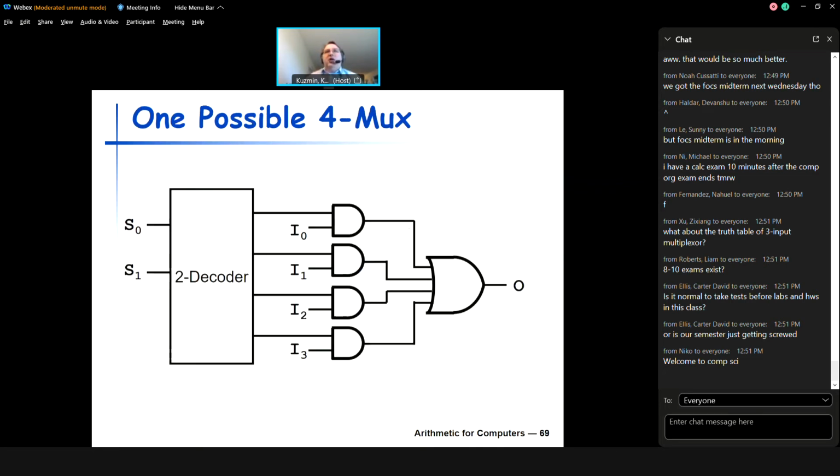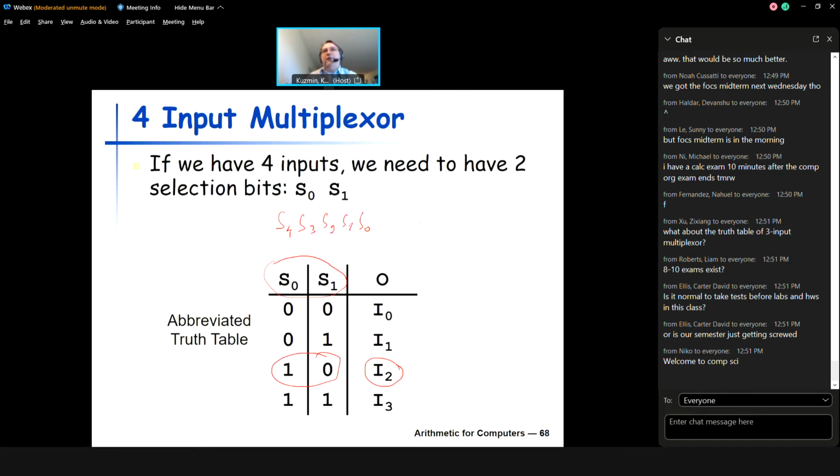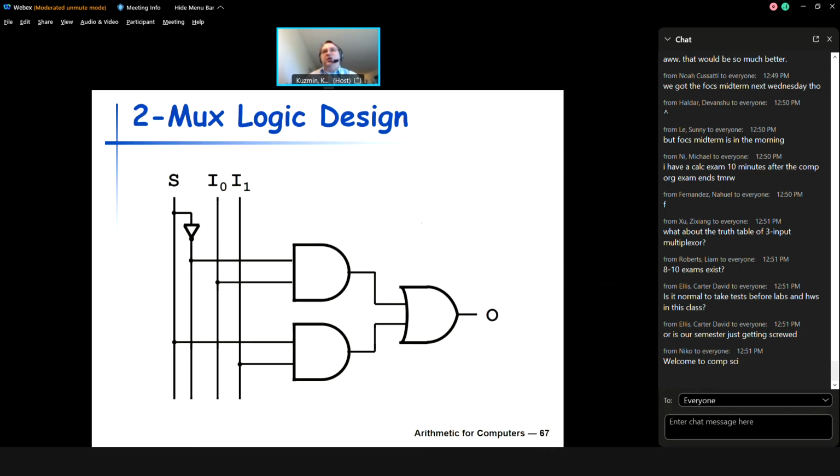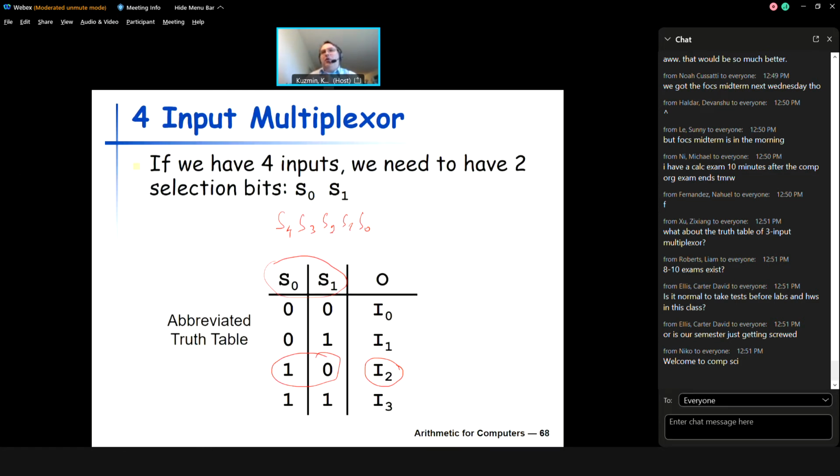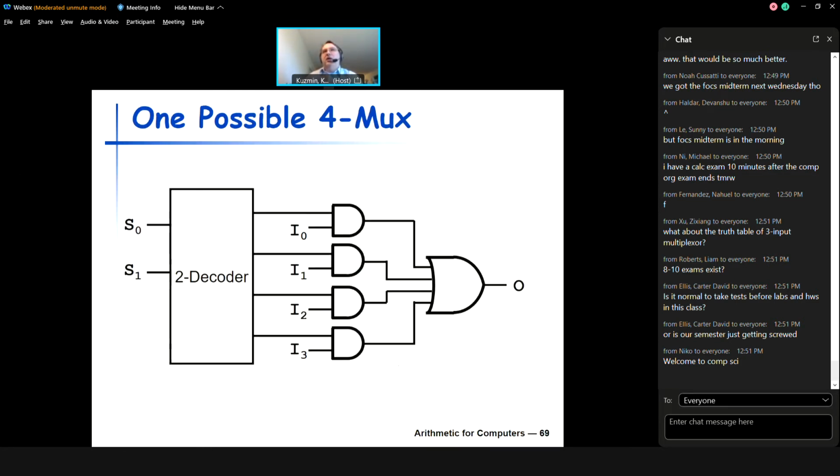All right, so here's another possible 4 multiplexer. You can see you can actually use a decoder to simplify the design of a 4 multiplexer. You could totally do a 4 multiplexer with just the gates as we did with a 2 multiplexer, but it would be a little more complicated design, as you can see. So we could save a little bit of time if we reuse the existing components, the components that we have already covered.